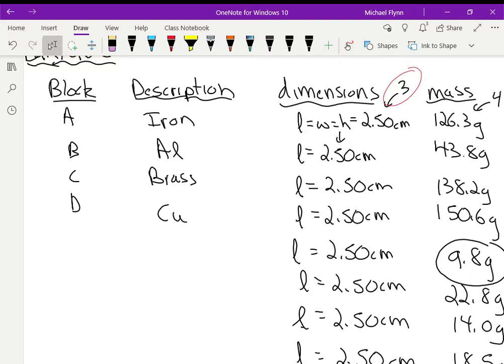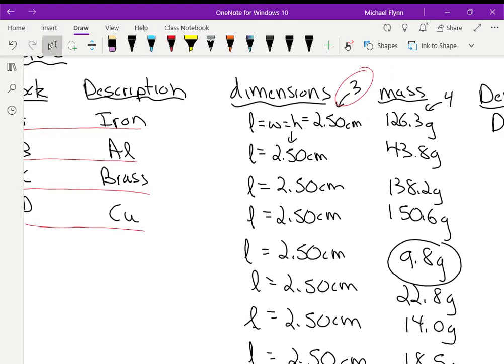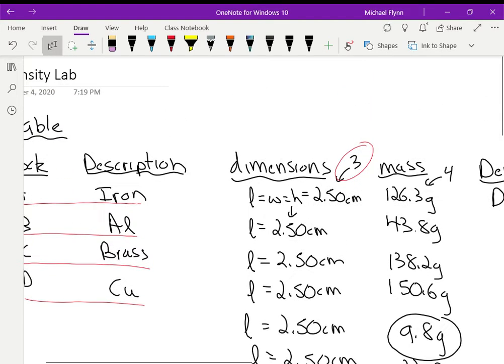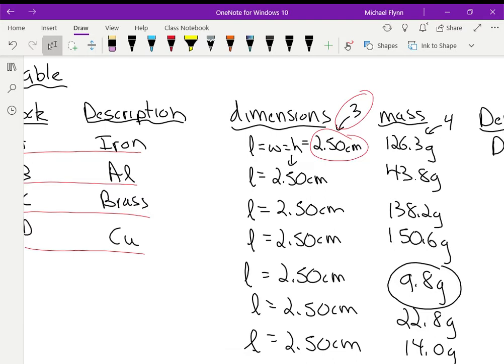Yeah, we had 4 metal blocks. The first one, block A, was iron, and then there was aluminum, and then brass, and then copper. What we did was we measured the dimensions. All the blocks are cubes, and all the cubes are 2.50 centimeters on each side. You can use that to calculate the volume, but since all the cubes are the same size, you'll only have to determine the volume once. You do that by multiplying length times width times height, or taking 2.50 to the power of 3.